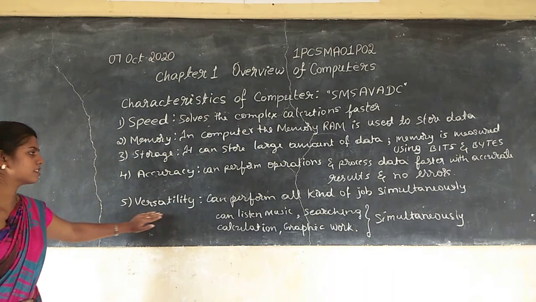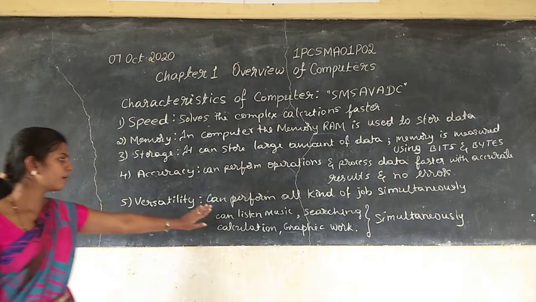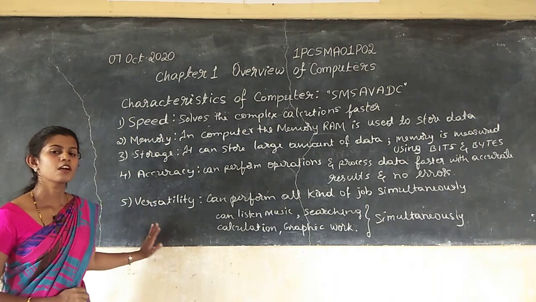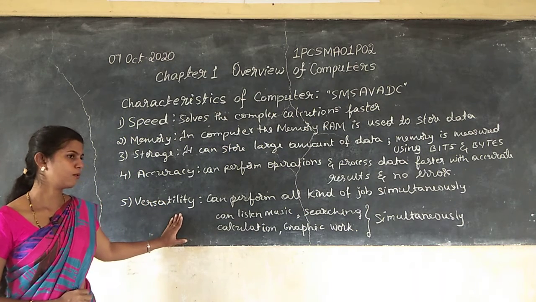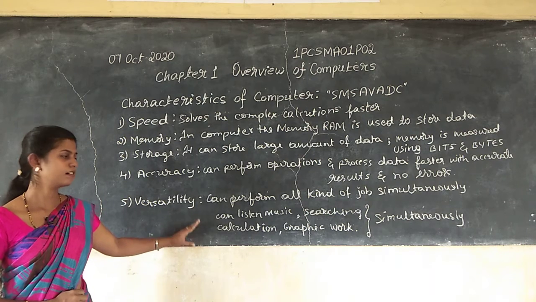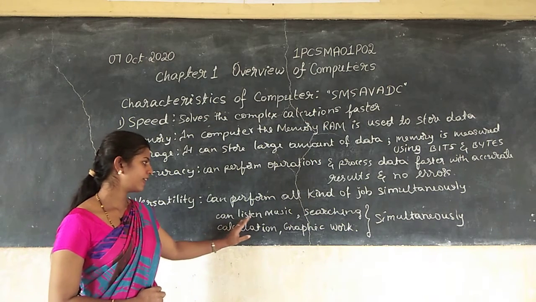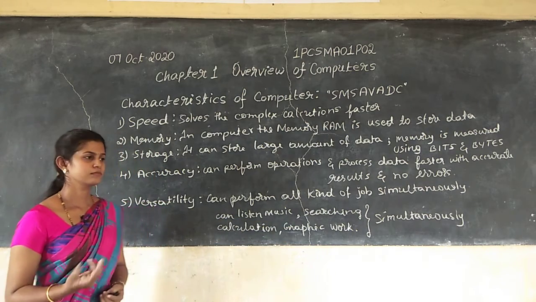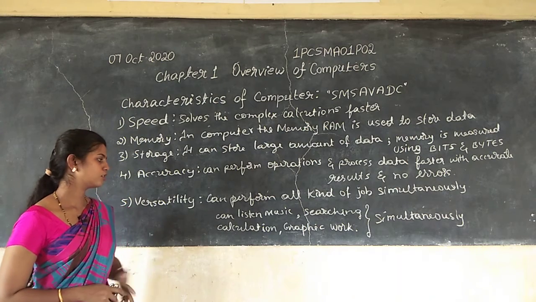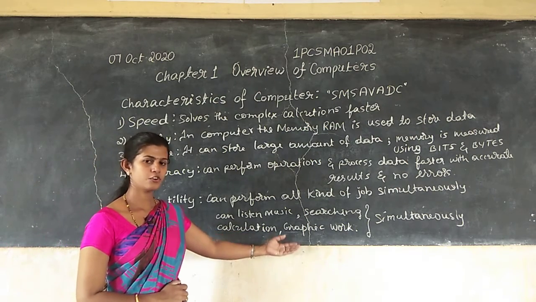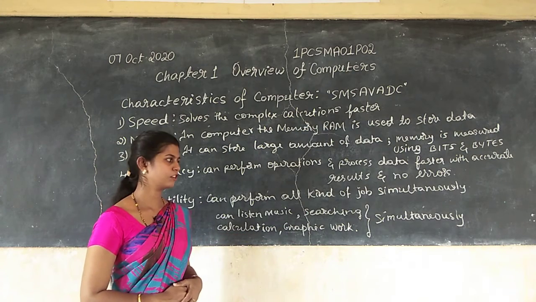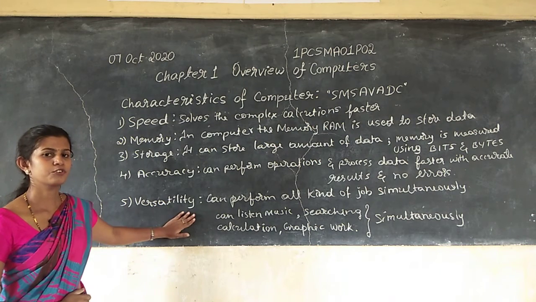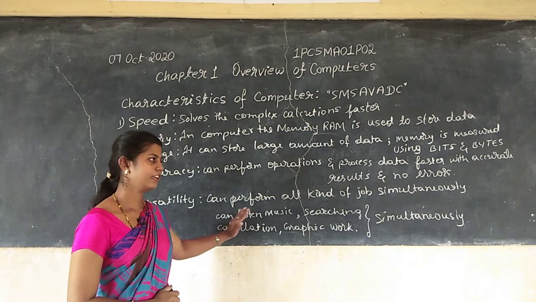Next characteristic is versatility. Computer can perform all kinds of jobs simultaneously. Simultaneously means it does many tasks at once. Like we can listen to music, along with that we can search some pictures in Google. Also we can do calculations, drawing, paint or some graphic work simultaneously. So, it is called versatility.